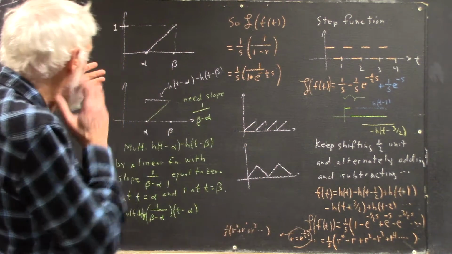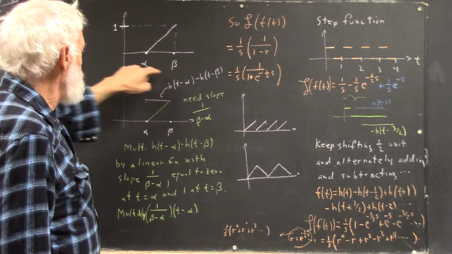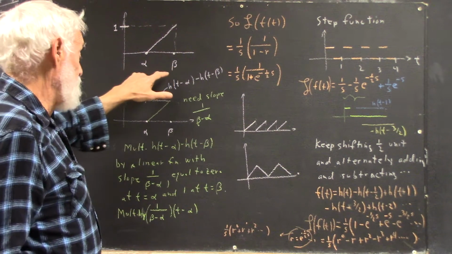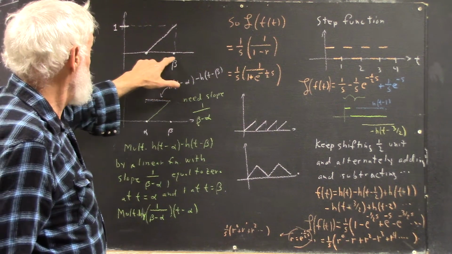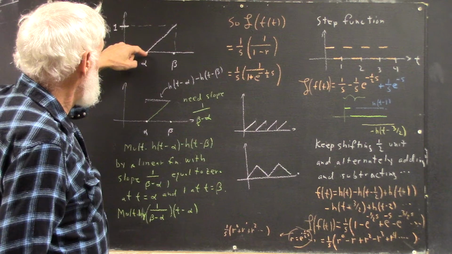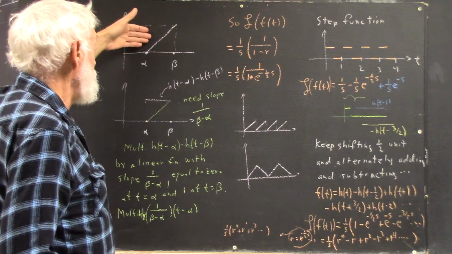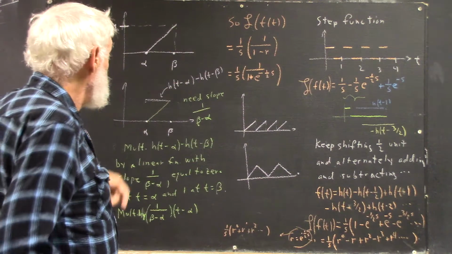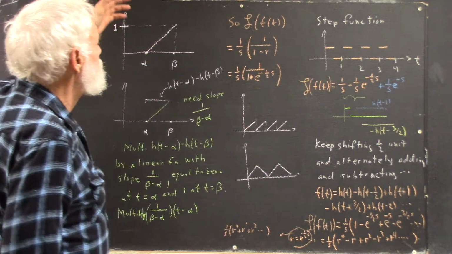Let's look at just a function that's linear from alpha to beta, from some t coordinate here to some t coordinate here, and goes from 0 to 1 on that interval. How do we write a linear function that does this?